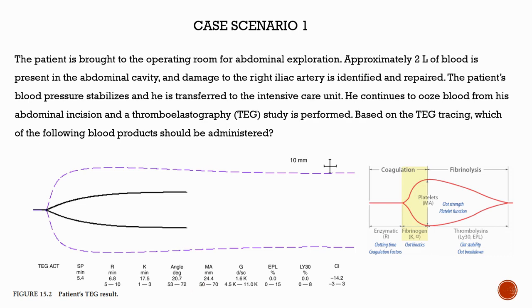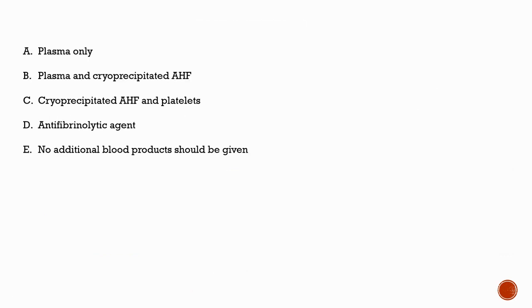So what blood products should be administered? In this case, we will administer cryoprecipitate and platelets to the patient. Why cryo and platelets? Because there is a problem in clot kinetics, that is the K time and the alpha angle. Both these variables are dependent on fibrinogen, and MA is also reduced, which is dependent on platelets. Why are we not transfusing FFP? Because R time is normal, so we will not administer FFP.